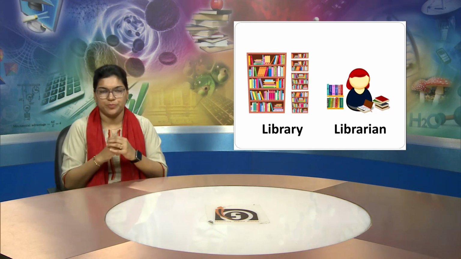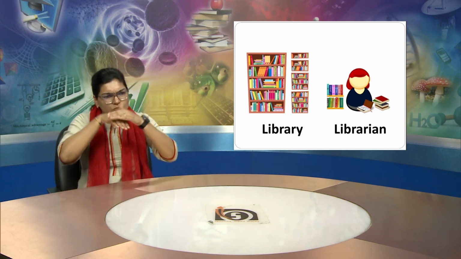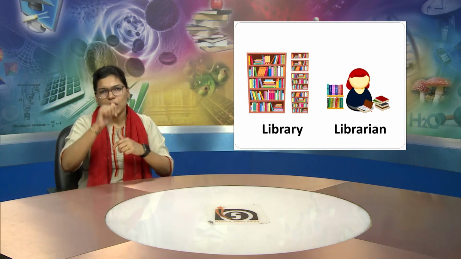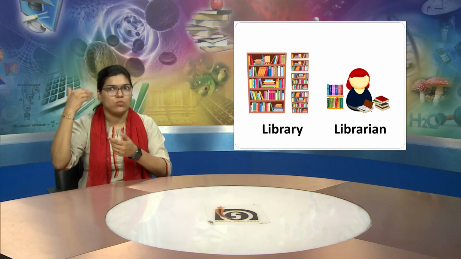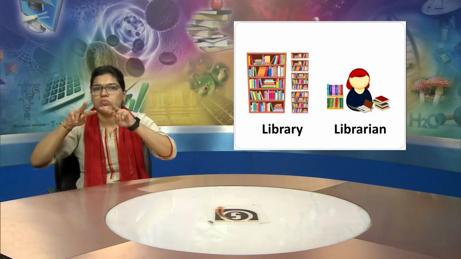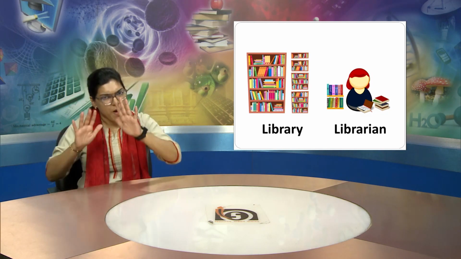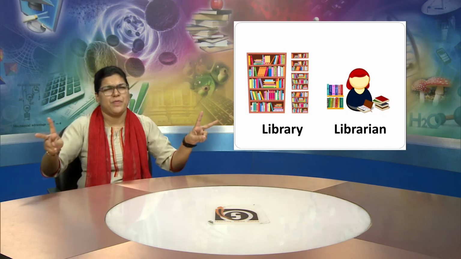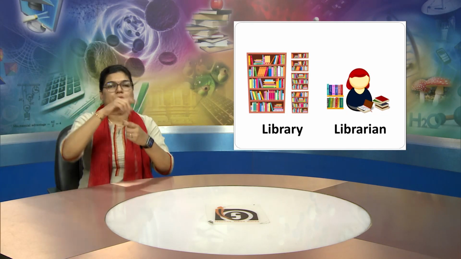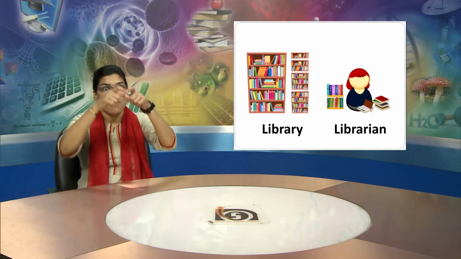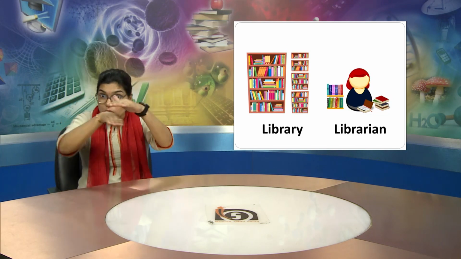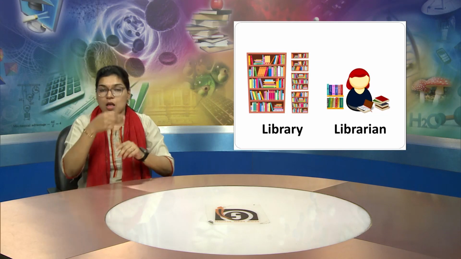Library is a place where we keep books. In a library, we can find books of different subjects like English, mathematics, social science, history, tourism, and all the books are of different topics and different subjects. So a place where books can be kept and stored is known as a library.